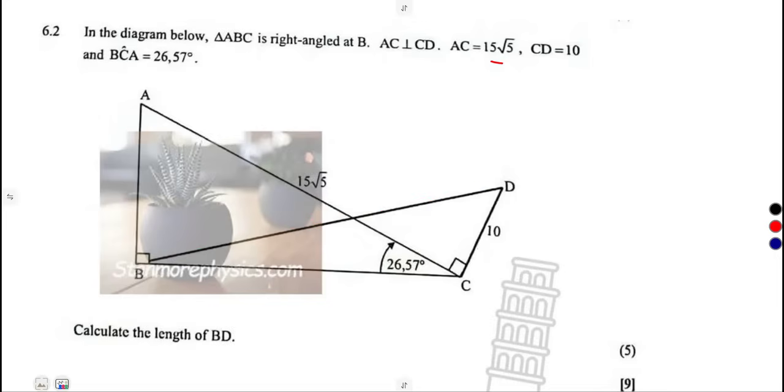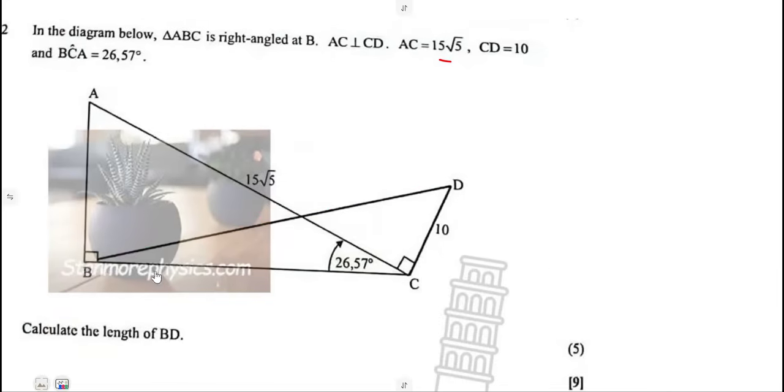So if you are to note here, BD was supposed to be calculated from triangle BDC. All right, BD from triangle BDC. It was supposed to be like this.